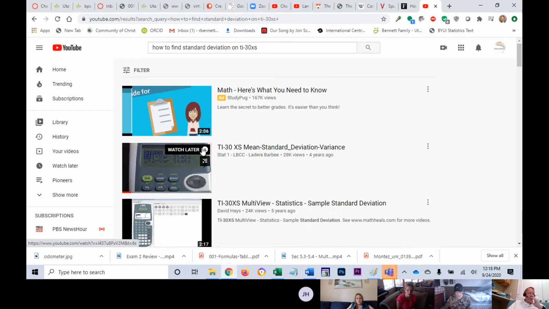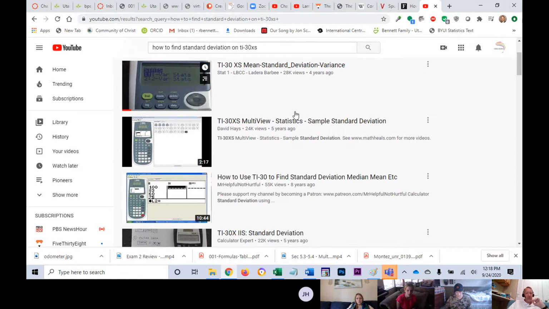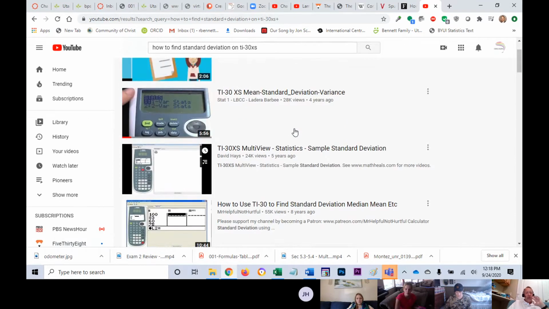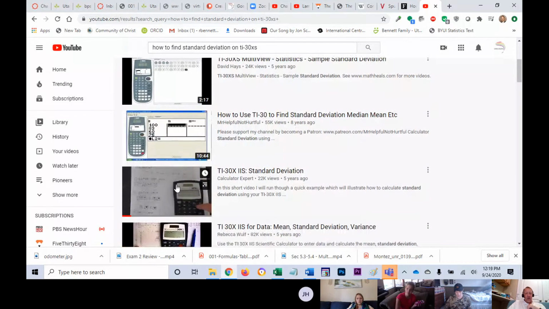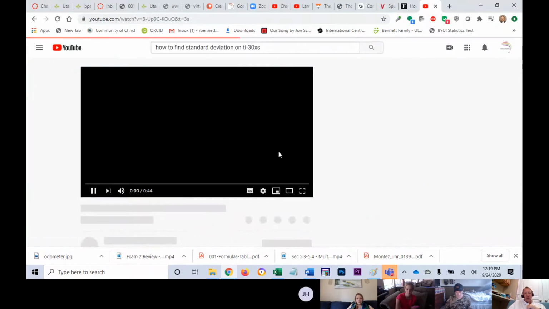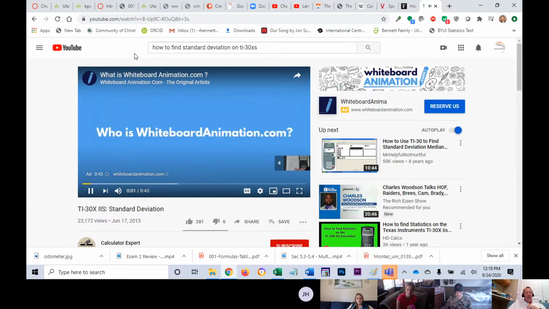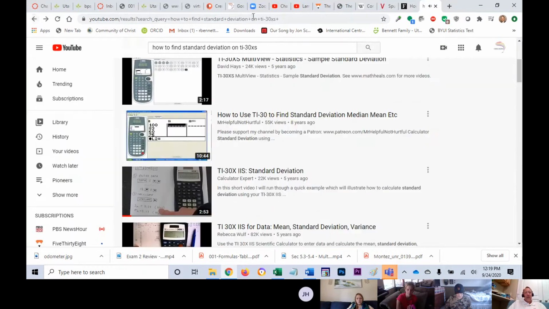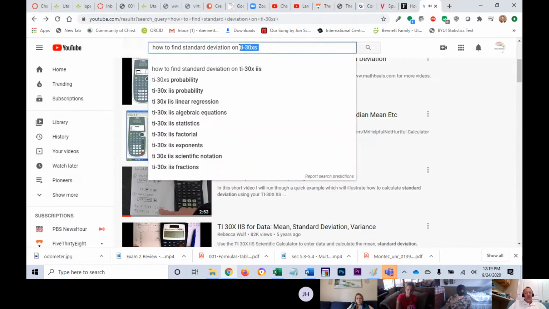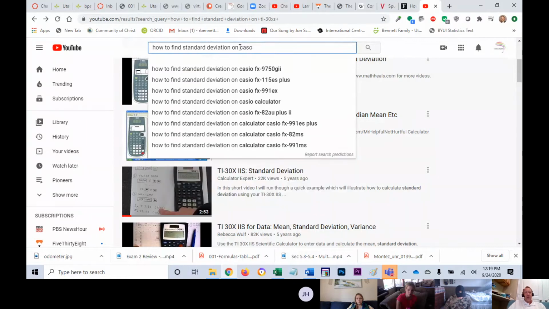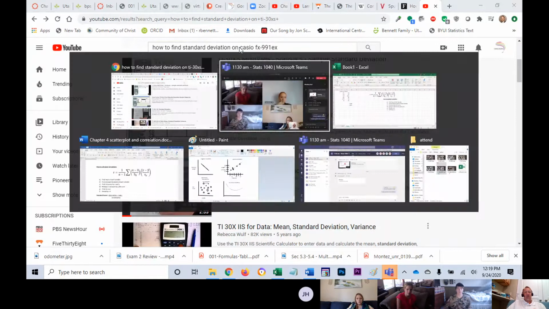They're like 2 to 5 minutes that will be easy to show you how to do those. Although yours looks different than those. This one looks more like yours. Yeah, this is yours right here. So that's a 3-minute video. And you can do this for any calculator. If you have a Casio, you can put in the Casio and then whatever model. You can see all the different modules they've got in here.